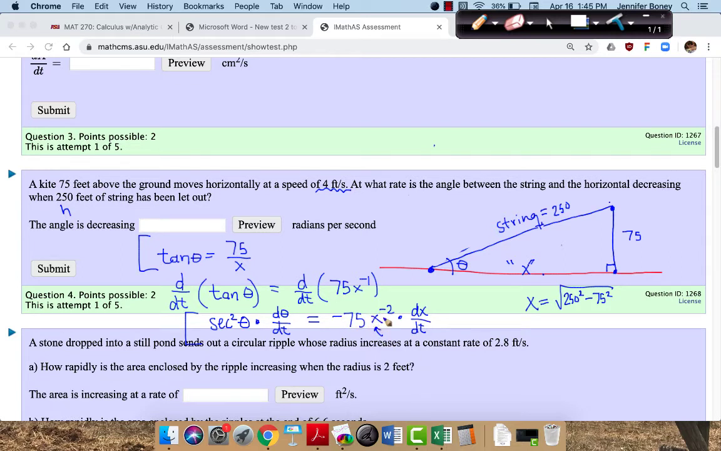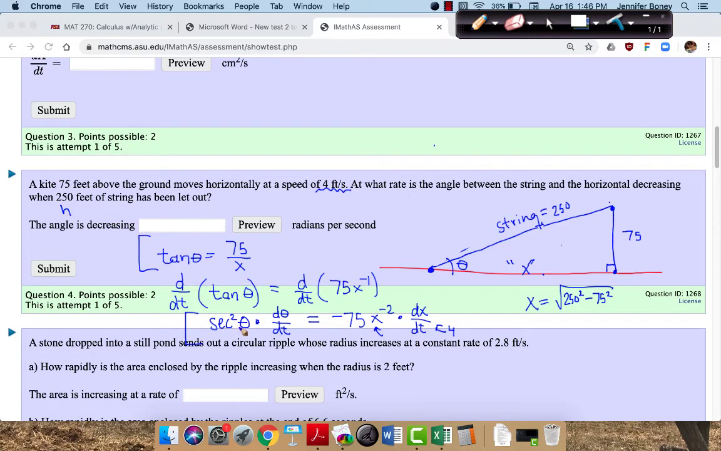Negative 75 times that number to the negative 2 power. So this in the denominator, squared. So no more square root, but it's still a huge weird number. dx dt, well, this is our 4. x is increasing at a rate, this distance horizontally along the ground, making the string longer, is increasing at a rate of 4 feet per second.